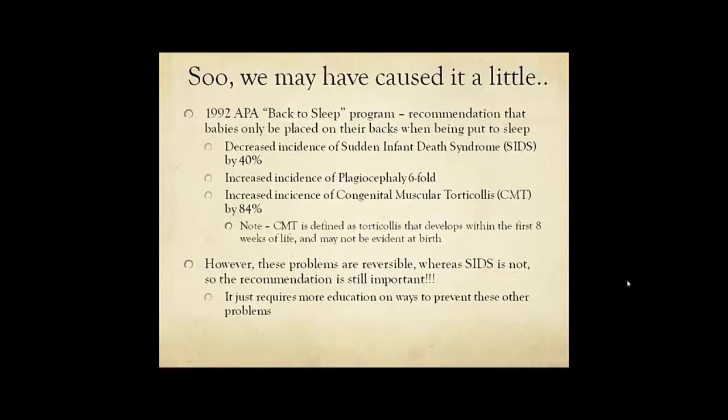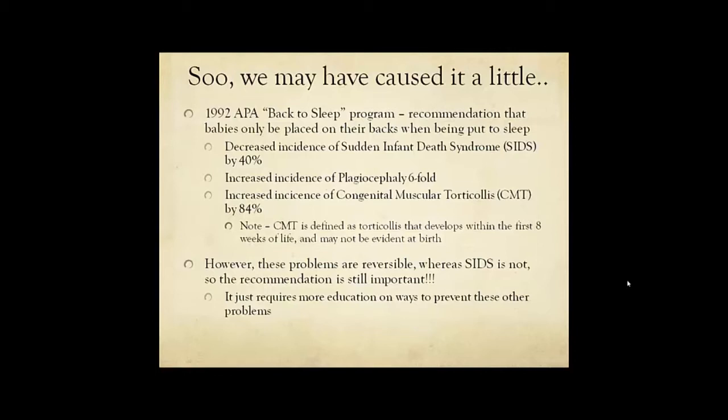In 1992, the AAP recommended a back-to-sleep program, which stated that babies should only be placed on their backs when being put to sleep. This was designed to address sudden infant death syndrome, SIDS, and it actually decreased the incidence of SIDS by 40%. However, it increased the incidence of plagiocephaly sixfold and increased the incidence of congenital muscular torticollis by 84%.